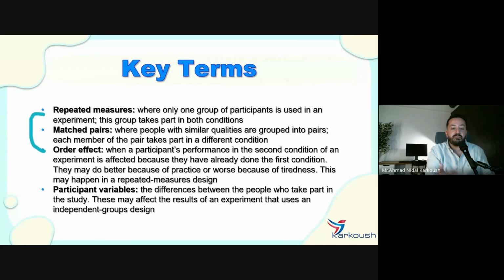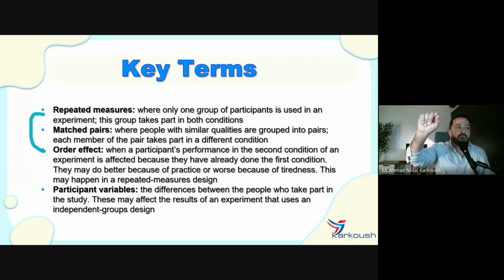So technically speaking, to mitigate the impact of the order effect, we would have, again, two groups, and each group would go through repeated measures. So each separate group would have to go through the experiment twice under two different conditions, but the first group would go through condition A and then B, whereas the second one would go through B and then A. So people may do better because of practice, or maybe do worse because they are tired. This may happen in a repeated measures design. That's why I connected them together.